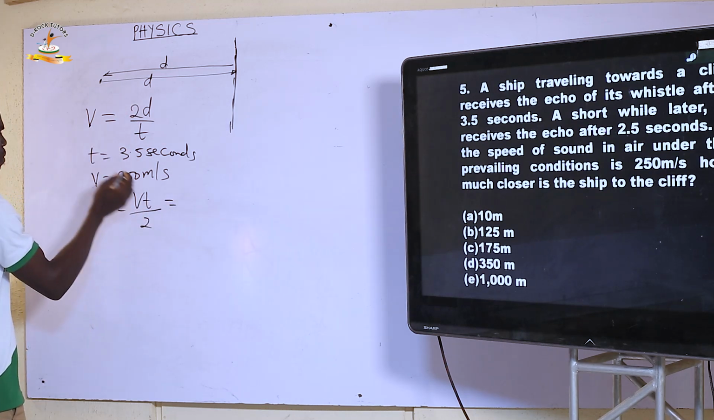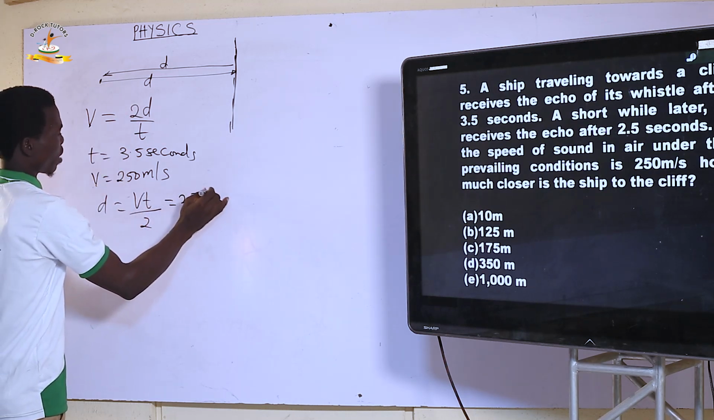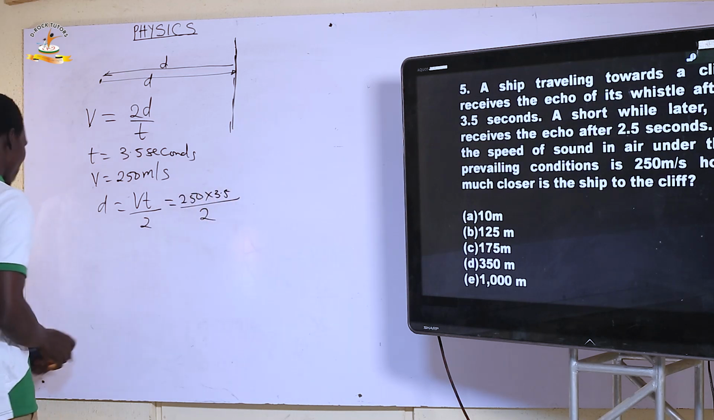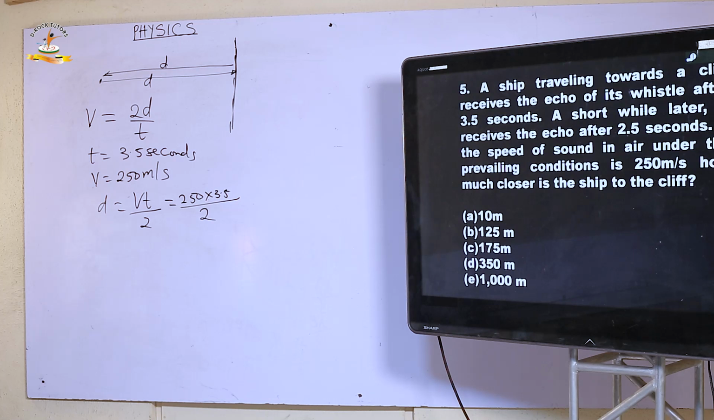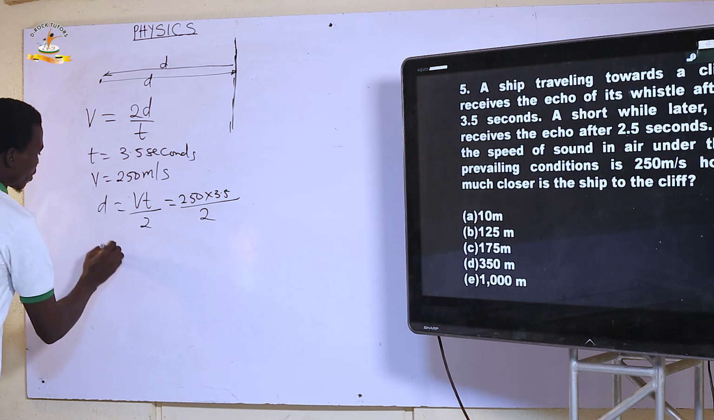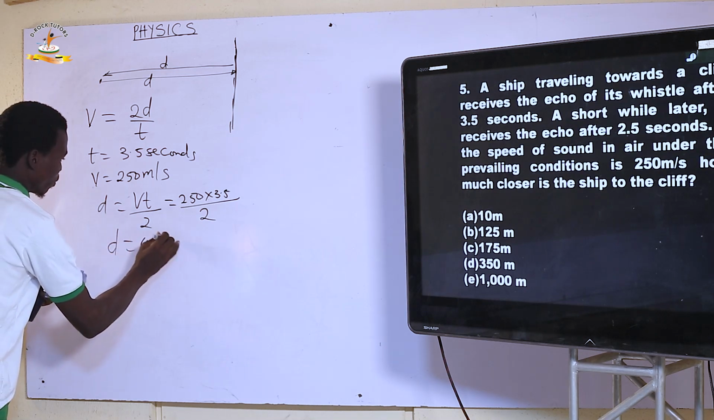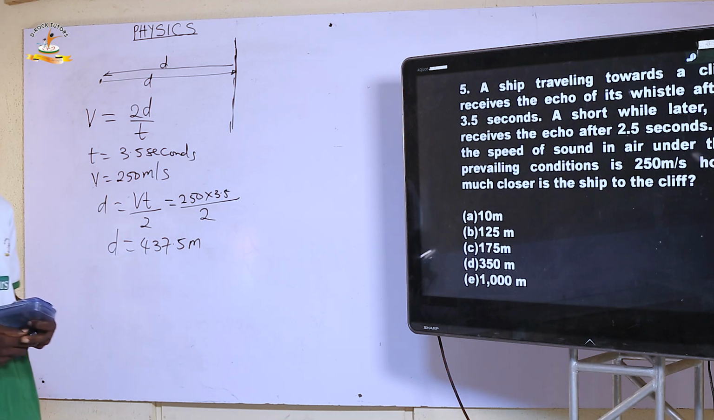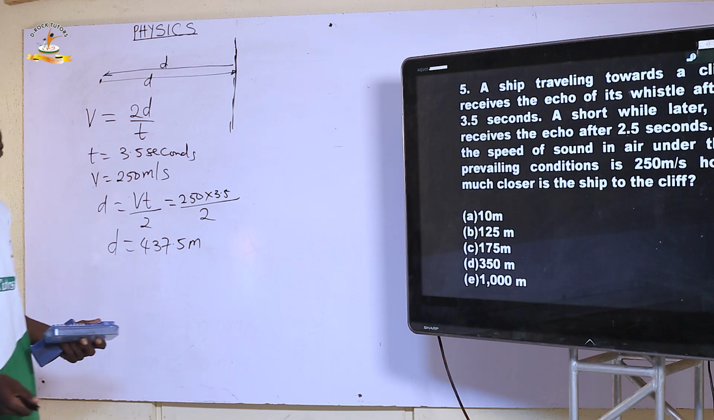And this is going to be vt, 250 times 3.5 all over 2. And this is obviously 125 multiplied by 3.5. Let's see how that works. And here our answer is 437.5. So the first distance is 437.5 meters. So the ship was in the first instance 437.5 meters away from the cliff.